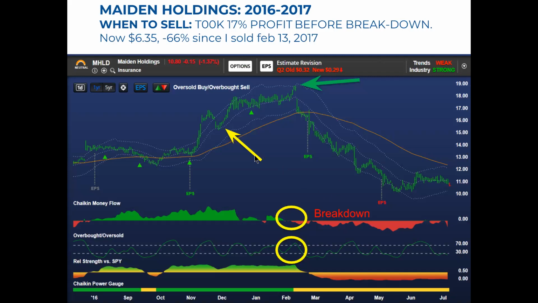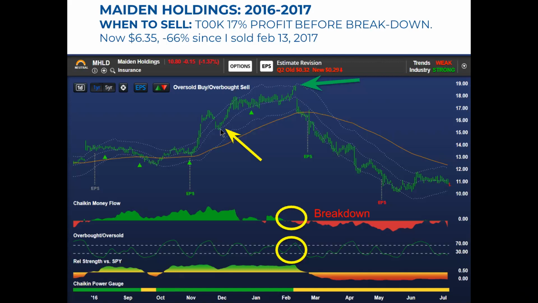I bought this stock back here in November of 2016 on a momentum buy. I didn't overlay the momentum buy, but there was a momentum buy signal right in here, which is what gave me the alert to buy it. Insurance, Maiden Holdings, was a very strong category at the time. Power gauge was bullish, with strong relative strength, strong money flow, and as you can see here, it is oversold. So this was a good pullback, along with a buy signal to buy it.